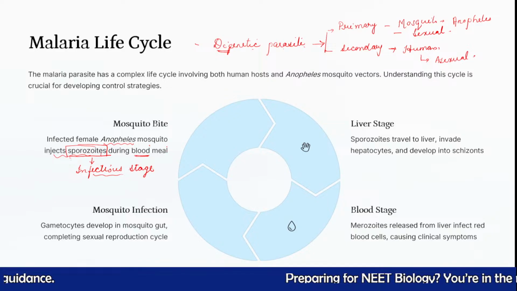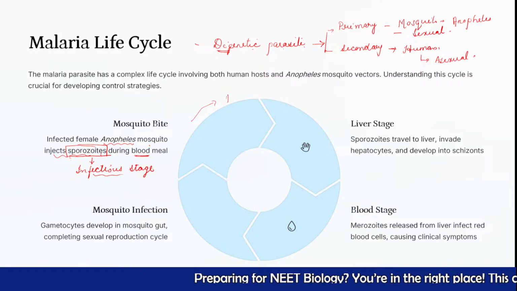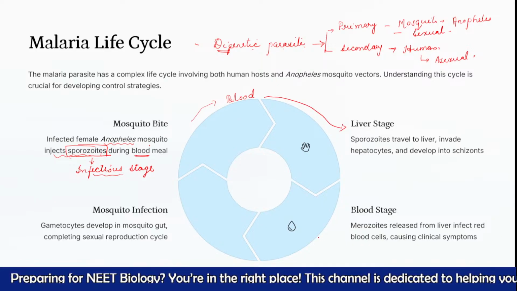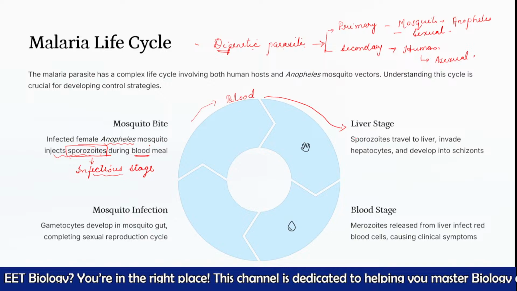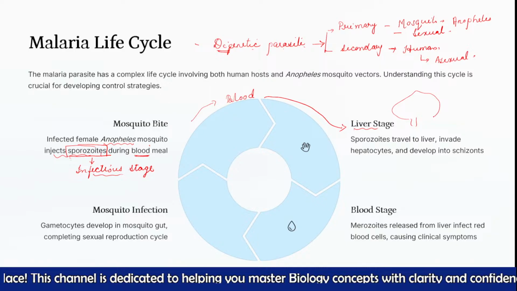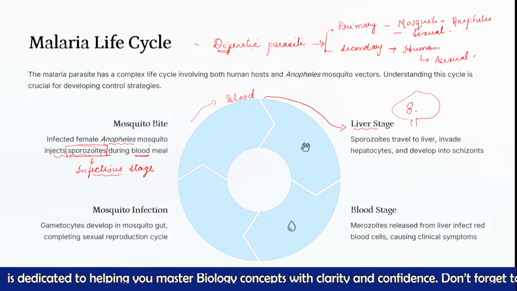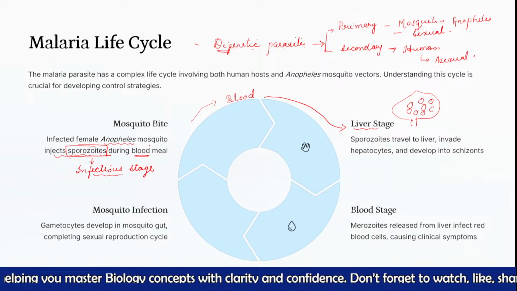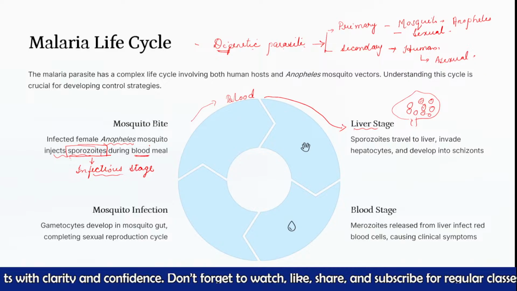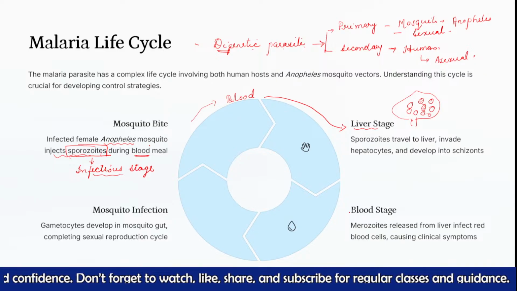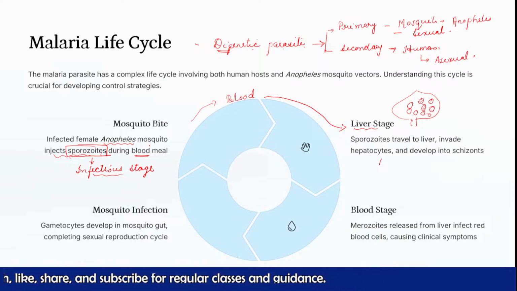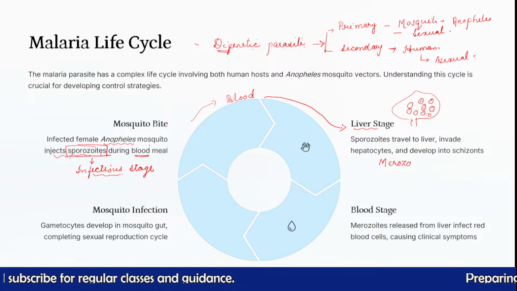The sporozoite enters into the blood. Through the blood, it will go towards the liver. So, one of the target sites of this infectious agent is the liver. Inside the liver cells, what is the name of the liver cells? Hepatocytes. Inside the hepatocytes, these parasites multiply asexually and produce merozoites.